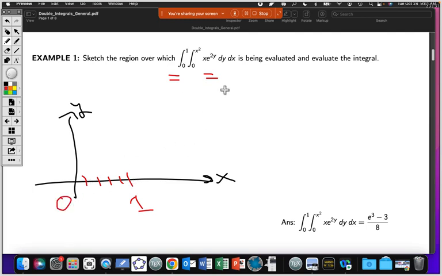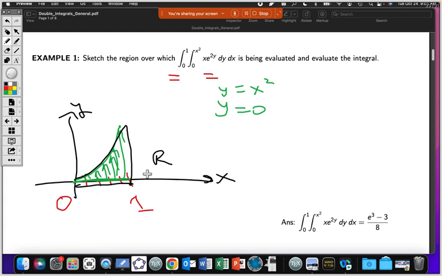And for a fixed x, what's the y run between? The y runs between y equals 0 and y equals x squared. So y equals 0, aka the x-axis. y equals x squared, that's your nice friendly parabola. And so this is the region that we're sweeping out. Okay? So that's our region R. But do you see how you can take this and then build the region from that? That's the skill you're going to want to need here.